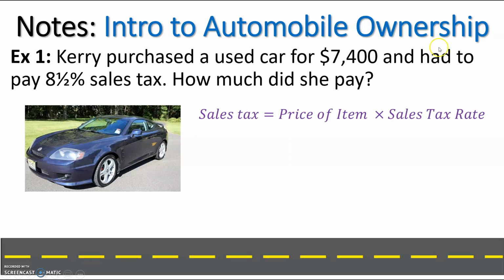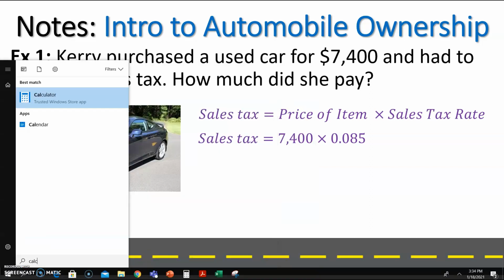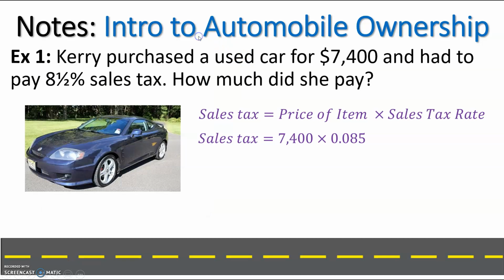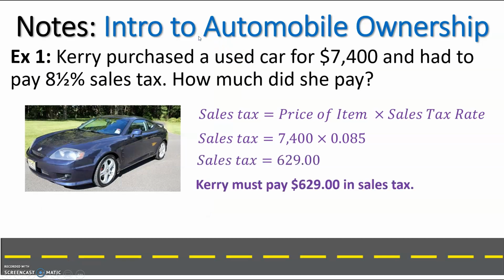And we know that the price of the item is $7,400. So the sales tax will be equal to $7,400 times 0.085. Now using our calculator, we have 7,400 times 0.085. We can see that the sales tax will be $629. So Carrie must pay $629 in sales tax.